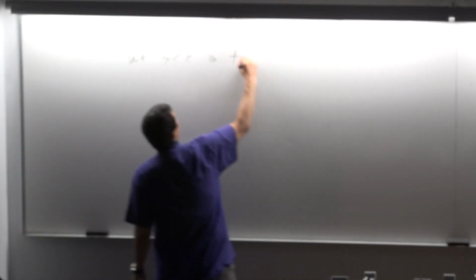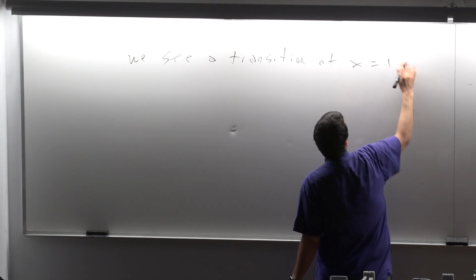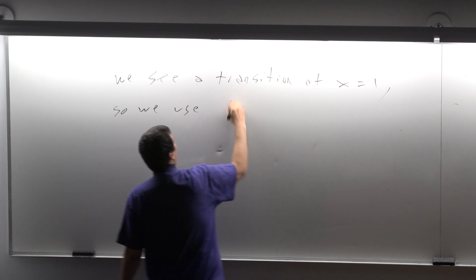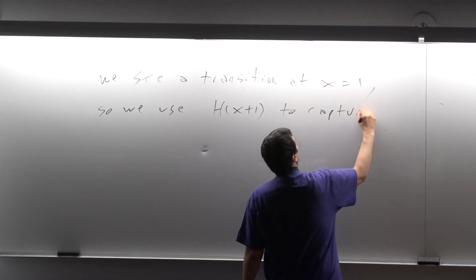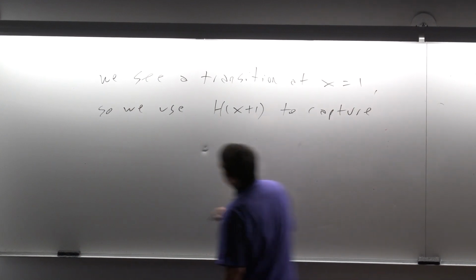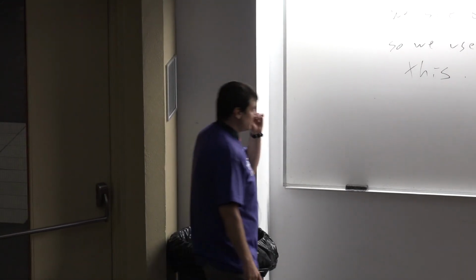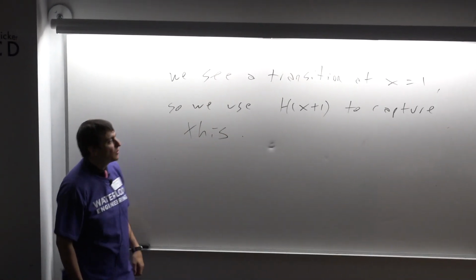We've got a transition at -1. So we see a transition at x equals -1. So we use h of x plus 1 to capture this. These words are a little vague, but the math will be clearer. I'm just giving you some context as to what we're about to do.